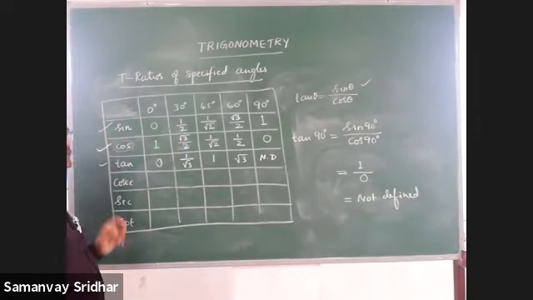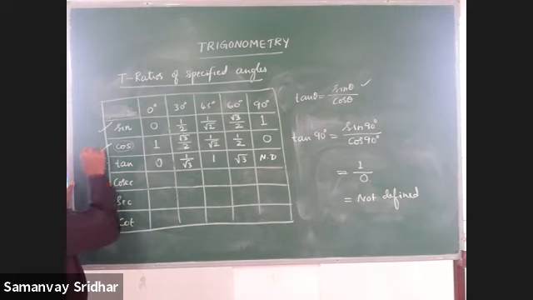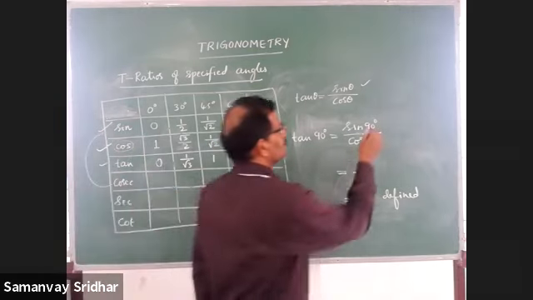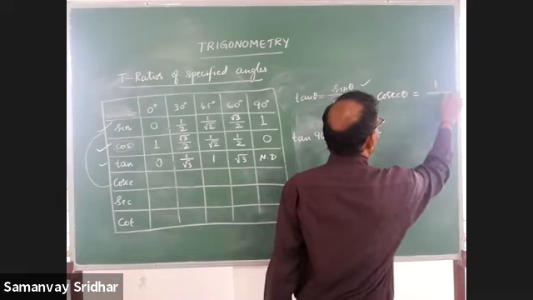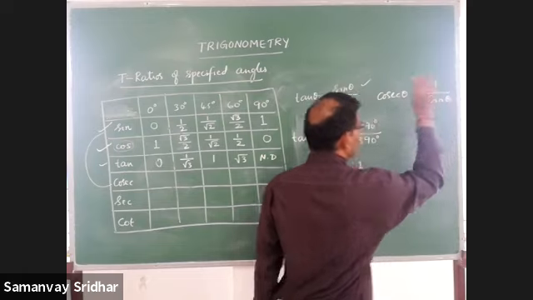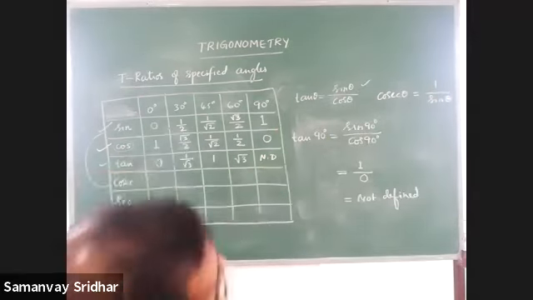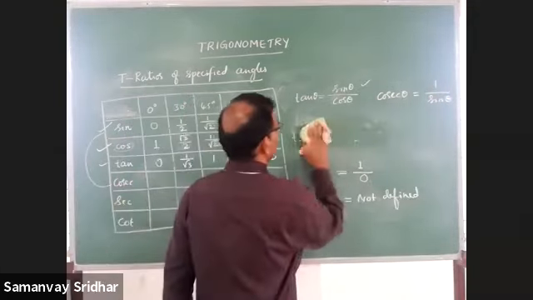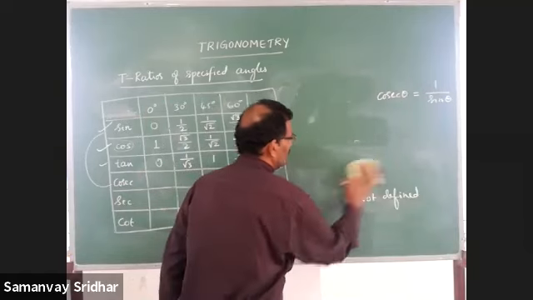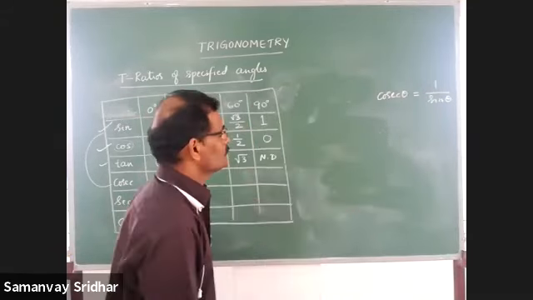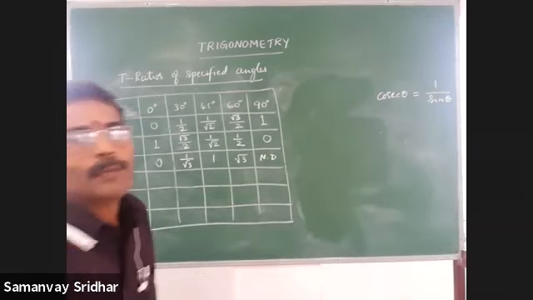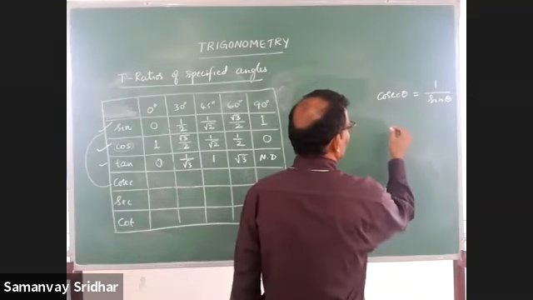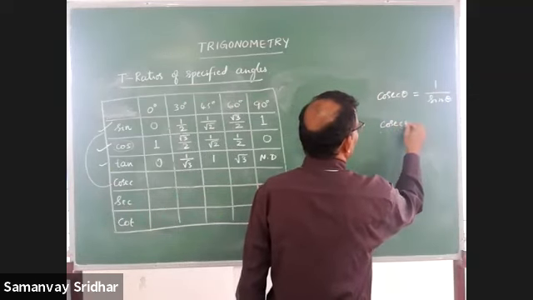Then we have to go for the cosec. You already know that the cosecant theta is the reciprocal of sin theta. Here, cosec theta is equal to 1 by sin theta. You learned. Got this? Cosec theta is equal to what? 1 by sin theta. So therefore, what is cosec 0 degree?